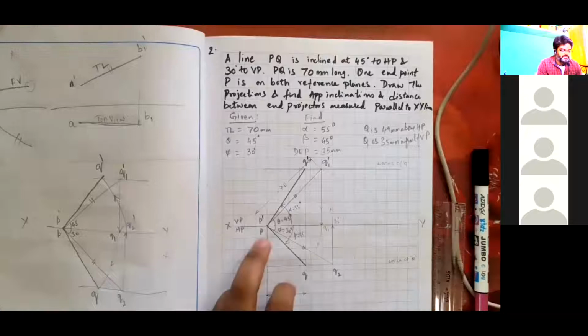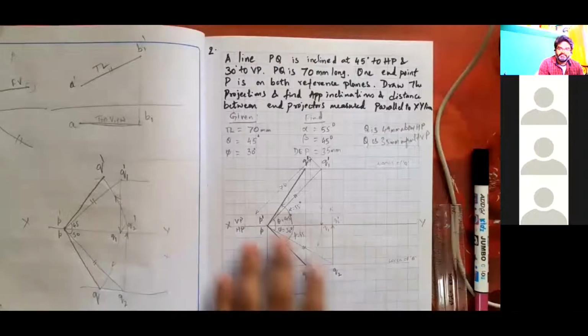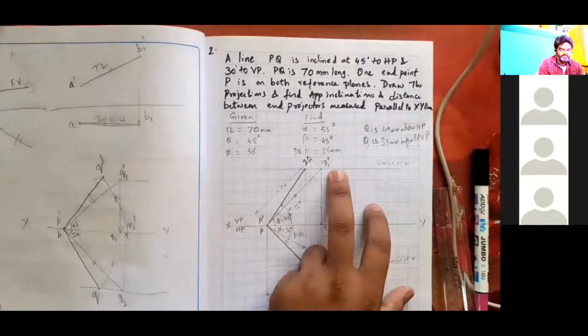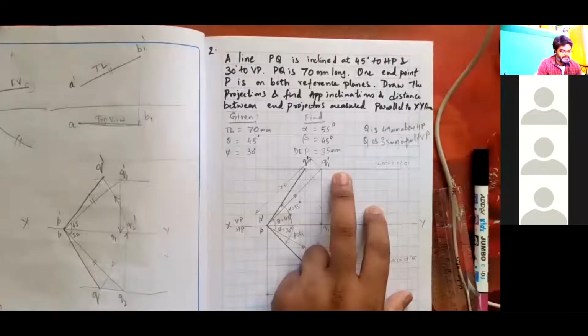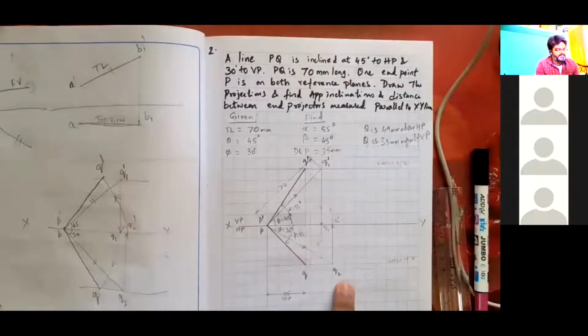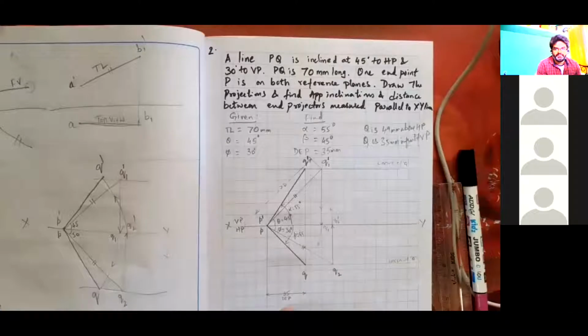To complete all the problems. Remember, the first time I'm making it parallel, so making the line parallel to VP so that I can draw the true length, and Q, I'm representing it as Q1 dash. Similarly, the second time I'm making it parallel on the horizontal plane, so I'm mentioning the endpoint Q as Q2. And similarly, here we had found out the distance between end projectors.